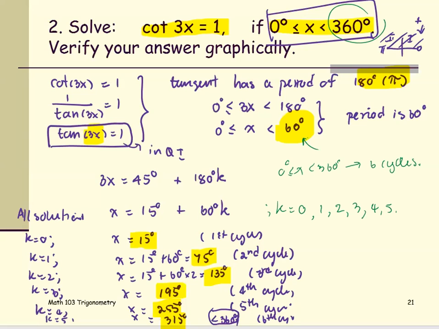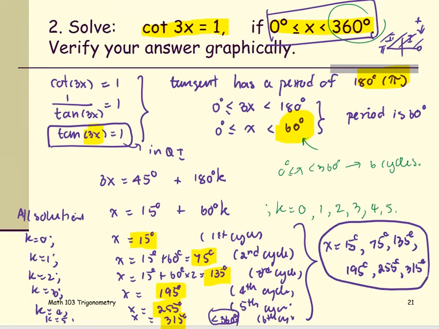So in summary, we have 6 solutions: x equals 15 degrees, 75 degrees, 135 degrees, 195 degrees, 255 degrees, and 315 degrees as the solutions for this problem.